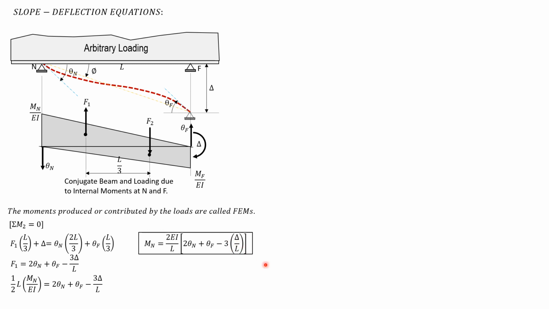Similarly, if we derive Mf, we just pattern the formula, which looks the same as this, except that we change subscript N here by F, and this N here would be F, and this F here will be N. So Mf equals 2EI over L, quantity theta N plus 2 theta F minus 3 delta over L. So it's the F that is times 2 this time.